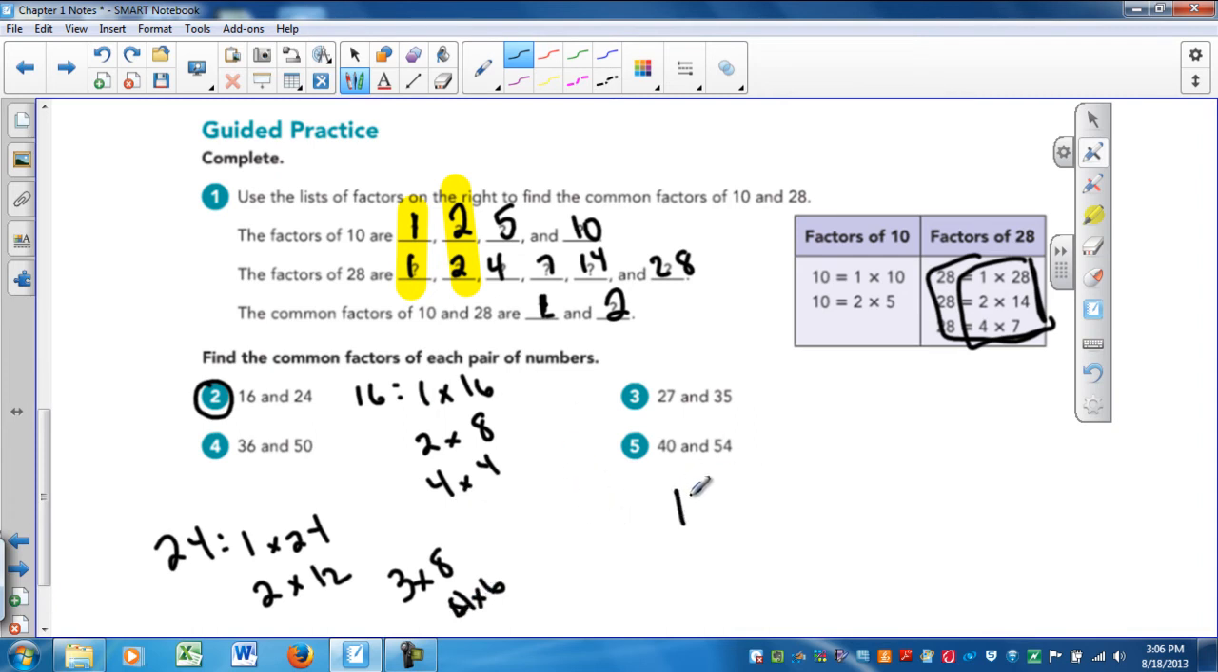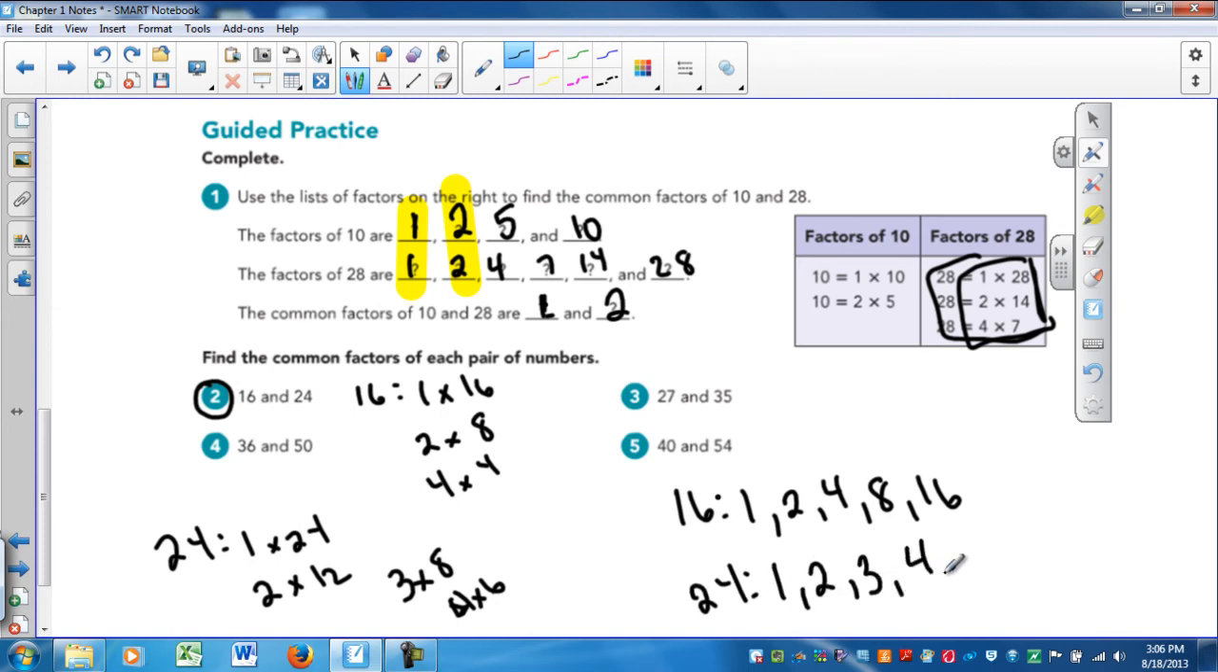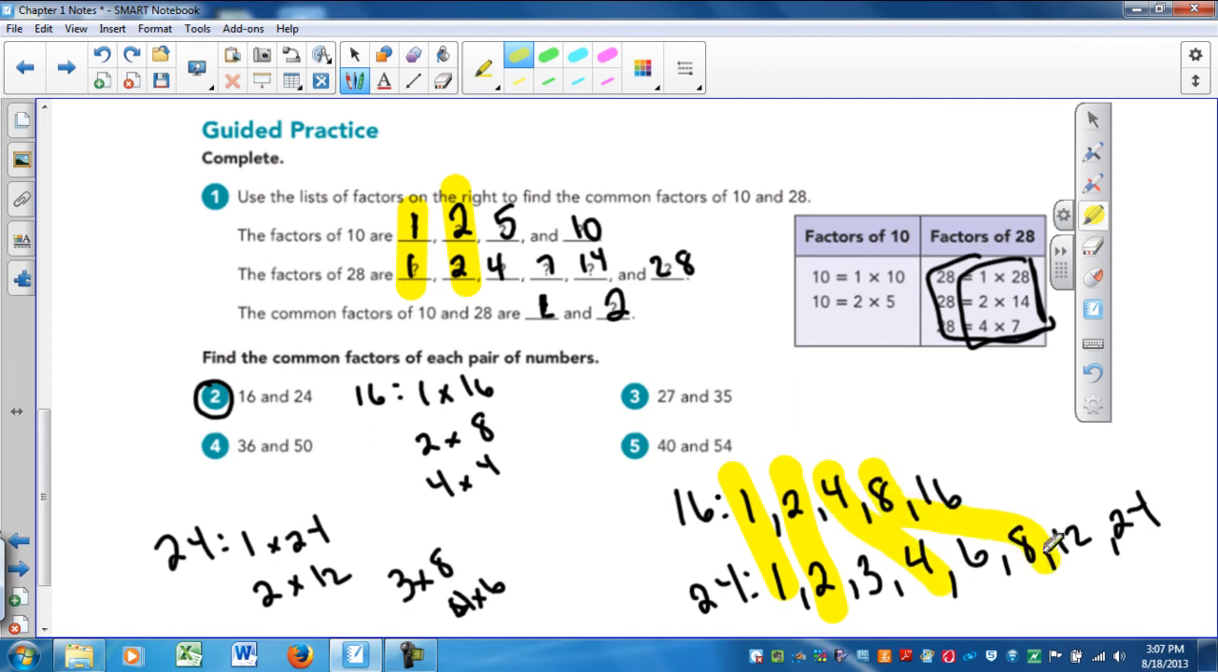Okay? So now let's list out the factors for 16. 1, 2, 4, 8, and 16. And then for 24, we're going to put 1, 2, 3, 4, 6, 8, 12, 24. Hopefully I'm not missing any. I think I got them. Okay. And then I start just for which ones are they the same? 1s, 2s, 4s, 8s, and that's it. So we know that these have common factors of 1, 2, 4, and 8.